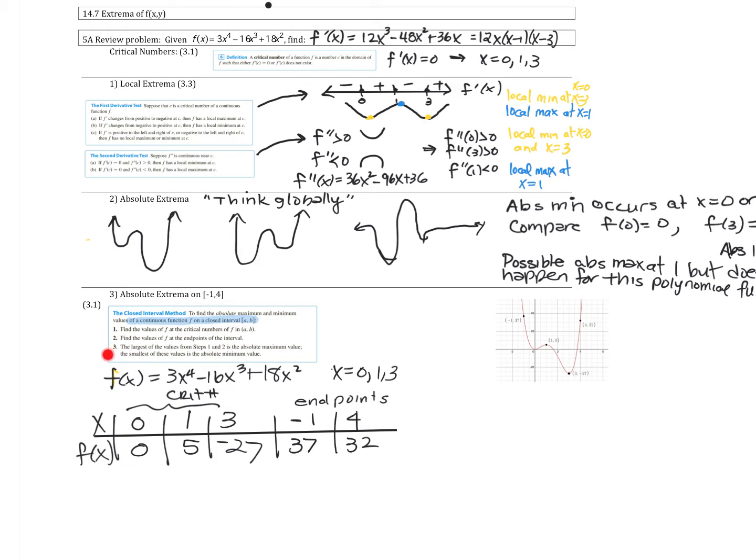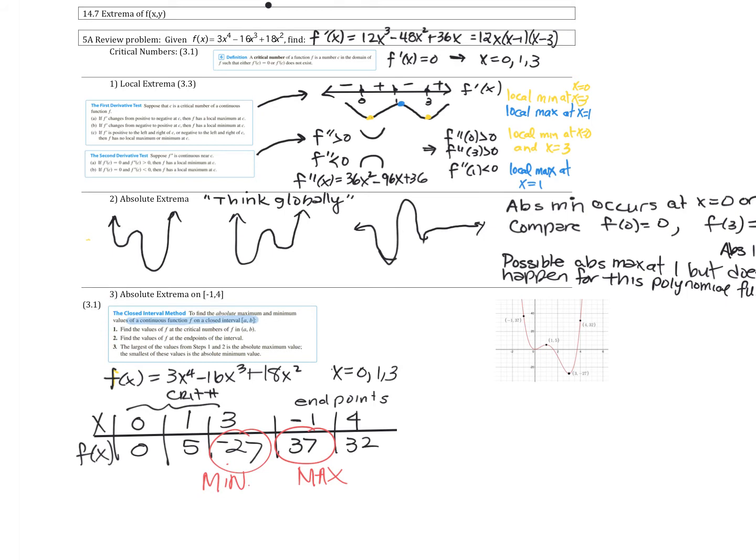Now it says the largest of these is the absolute max, and the smallest is the absolute min. Largest along the way here is right here, so this is our absolute max. And the smallest is here, absolute min. And we don't have to do any validation. We don't have to look at the first derivative and see where the function is increasing and decreasing. This is all we would have had to do. So this is kind of our simpler case.